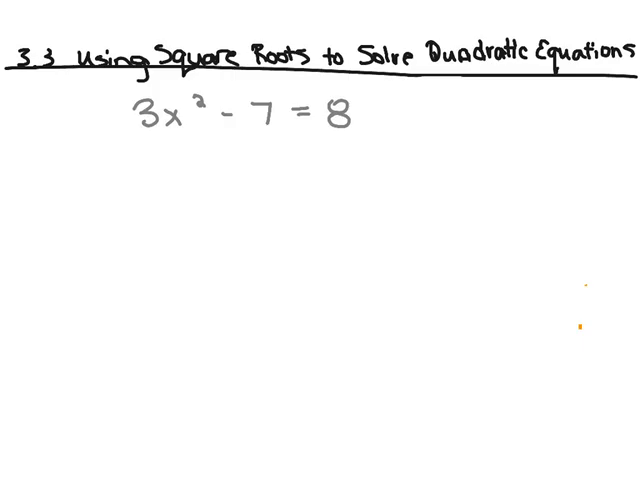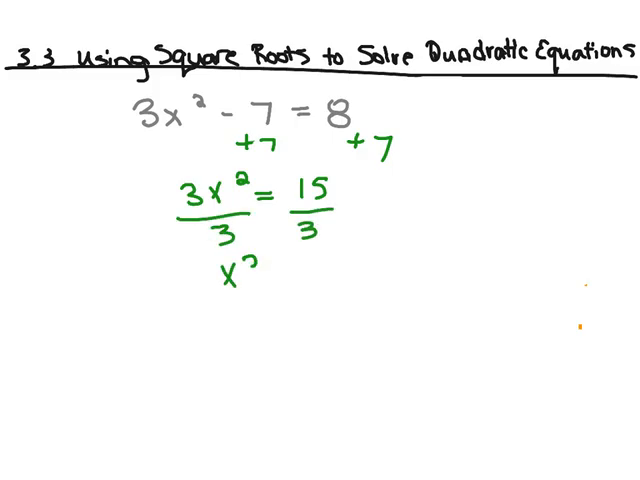If we take the following equation, 3x squared minus 7 equals 8, our first step is going to be to isolate the variables, so we're going to add 7 to both sides. So we get 3x squared is equal to 15. Divide by 3, and x squared is equal to 5. We take the square root of both sides, so x is equal to plus or minus root of 5.